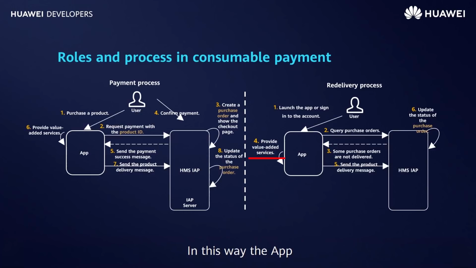In this way, the app will be able to make up delivery for the user and promptly call the consumption interface after make-up delivery to update the order status in the IAP server. Otherwise, the IAP server will return the same order when the app is started next time.